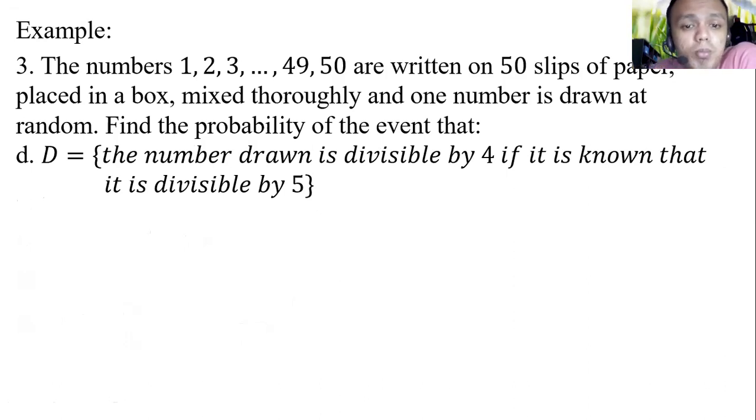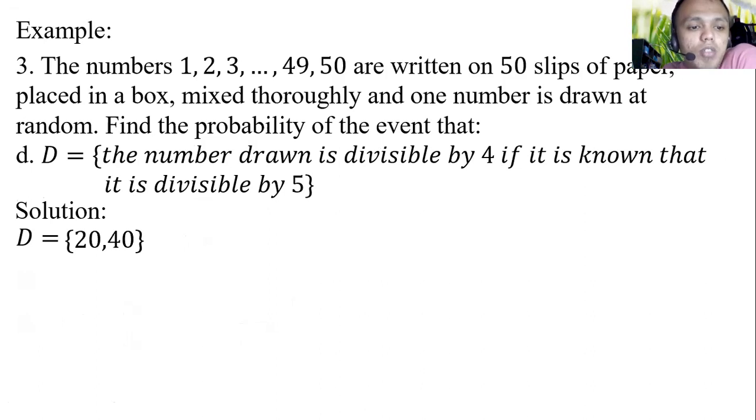Of the event that the number drawn is divisible by 4 if it is known that it is divisible by 5, no? So for the number of events for D na divisible by 4 at the same time divisible by 5 is 20 and 40 lang. From 1 to 50, 20 and 40 lang yung pinag-share nila ng divisibility. Now, your number of events D here is 2.